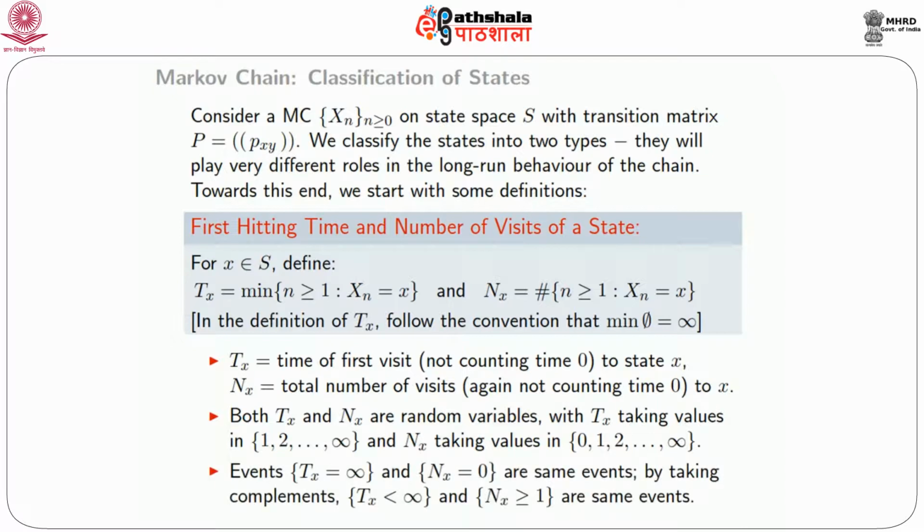From the definition, it's clear that the events T_x equal to infinity and N_x equal to 0 are the same event, because they basically represent the situation where the set of n greater than or equal to 1 such that X_n equals x happens to be the empty set. Of course, by taking complements, you can see that the events T_x finite and N_x greater than or equal to 1 are the same event.